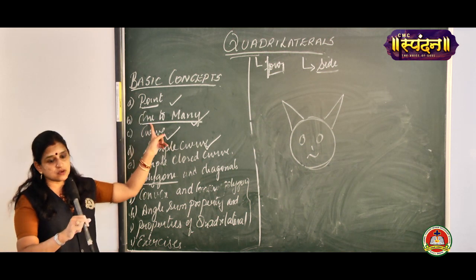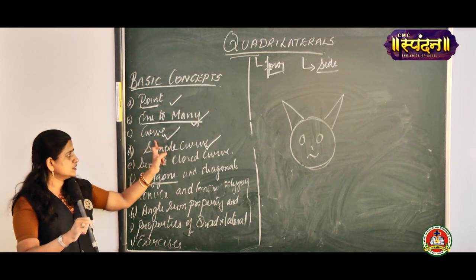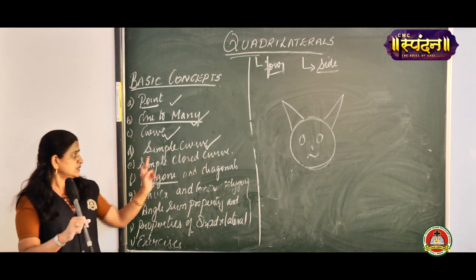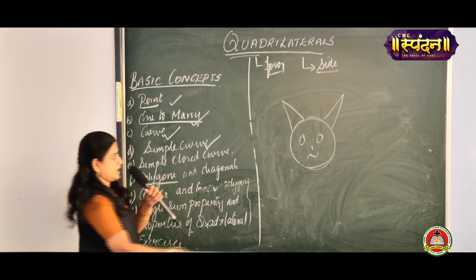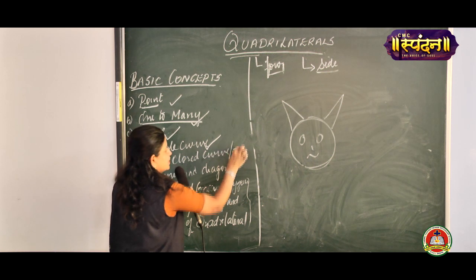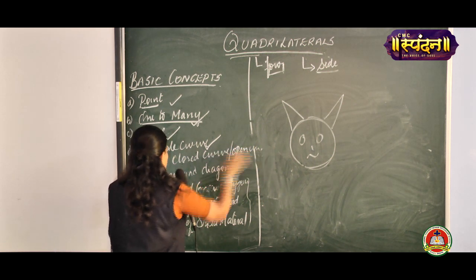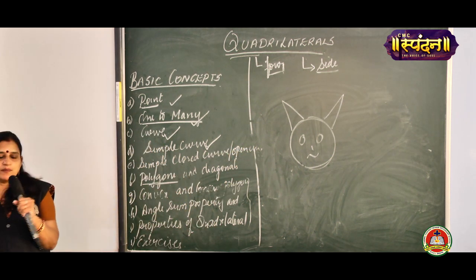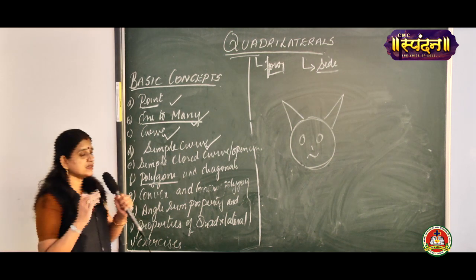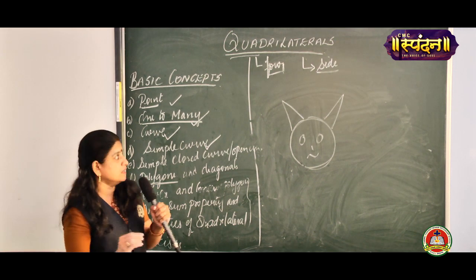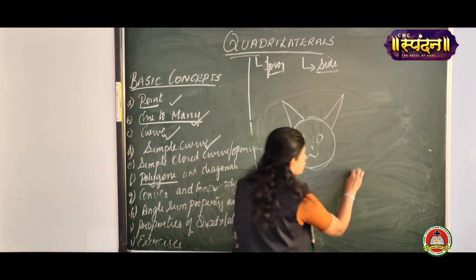Point, what is the concept of one to many, curve, simple closed curve and open curve. Both you have seen over here. Next, polygons, which are made up of line segments, entirely made up of lines, a closed figure. And a polygon is also a closed figure.